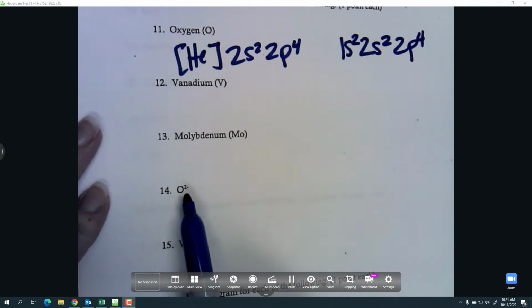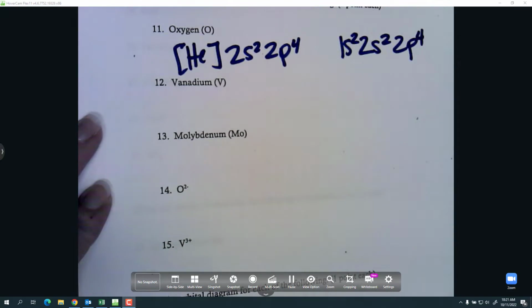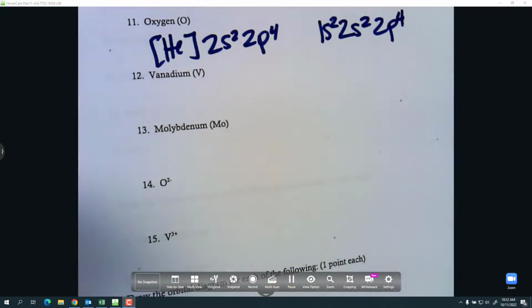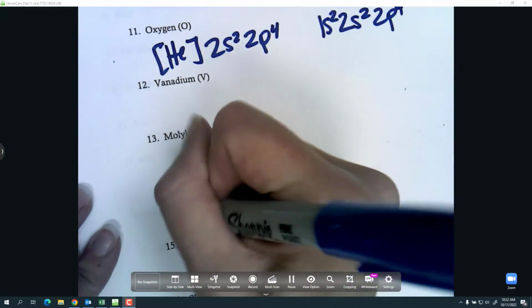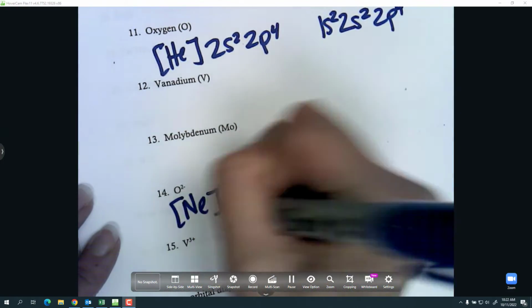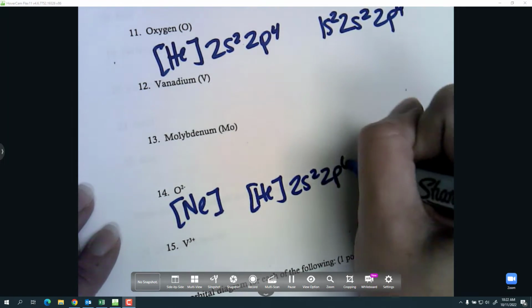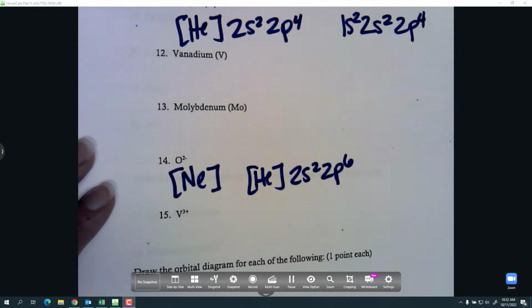I'm just going to jump ahead. I see O2 minus here. Since I just did oxygen, let me just think about that. 2 extra electrons would go all the way to being isoelectronic with neon. So I could put that for my answer. Or I could put that as my answer.